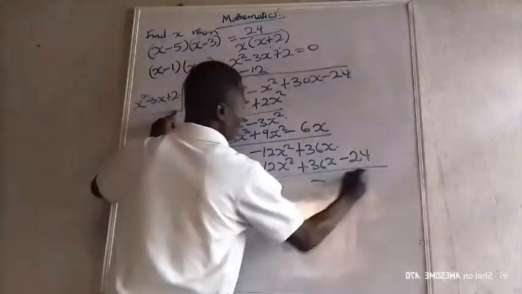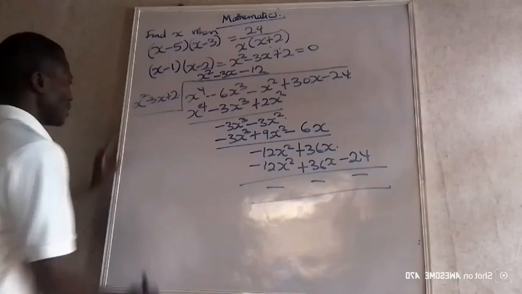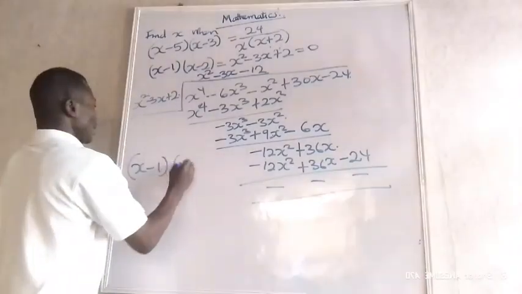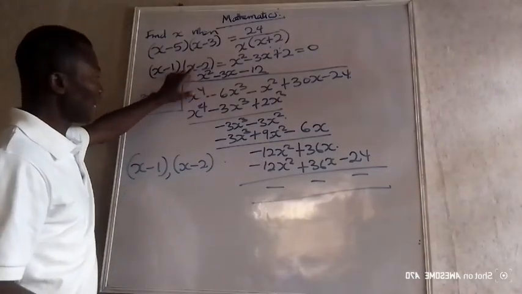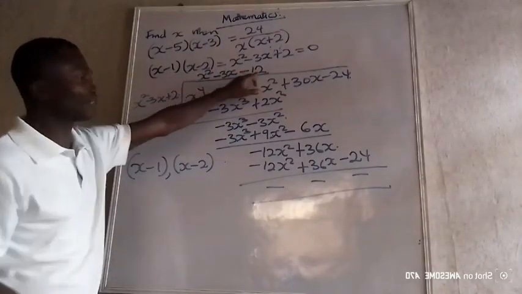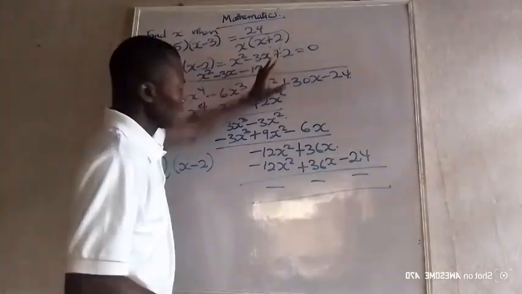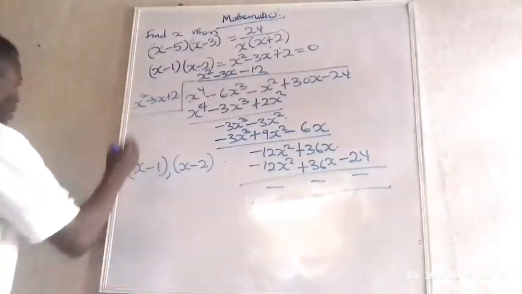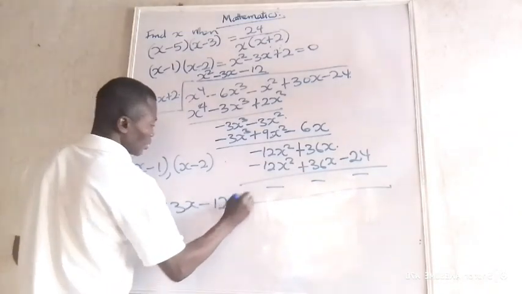So that is the answer. We have already gotten x minus 1 as a factor, x minus 2 also as a factor. So we have gotten this one too as a factor. So to get the other two factors, we will have to find the factors of this. So we have to find the factors of x squared minus 3x minus 12. So that's where the other two factors are given. So let's go ahead and do that. So we have x squared minus 3x minus 12 equals 0.